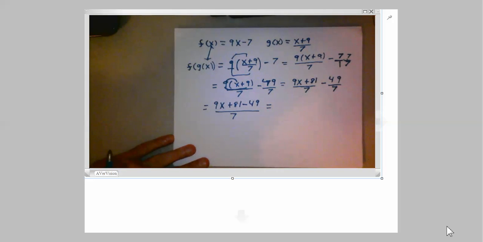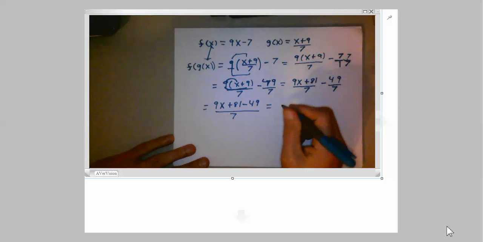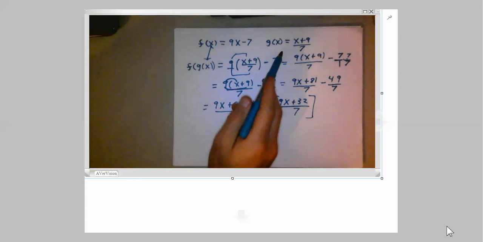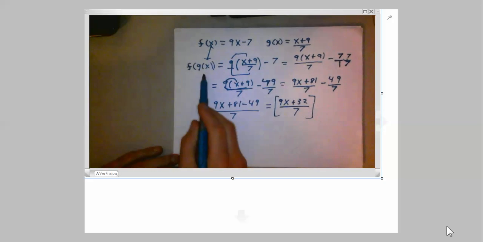So what is this going to equal? Well, 49 plus 1 gives me 50, and if I add another 30, I'm up to 80, and if I add another one, it gives me 81. So 81 minus 49 is 32. So this is equal to 9x plus 32 divided by 7, and that's my answer. Okay, so I hope that answered the question that was asked: if this is f of x and this is g of x, what is f composed with g of x?